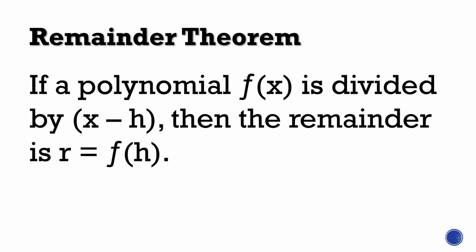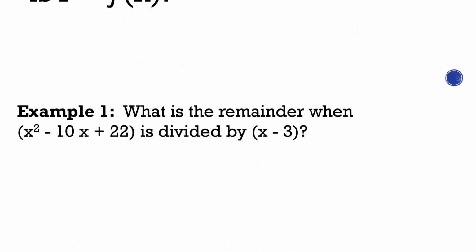The procedures for the remainder and the factor theorem are identical, but the objectives are different. For the factor theorem, the objective is to determine if x minus h is a factor of a given polynomial. For the remainder theorem, the objective is to find the remainder if we divide a polynomial by x minus h without using synthetic or long division. Okay, so let me give you the examples now.